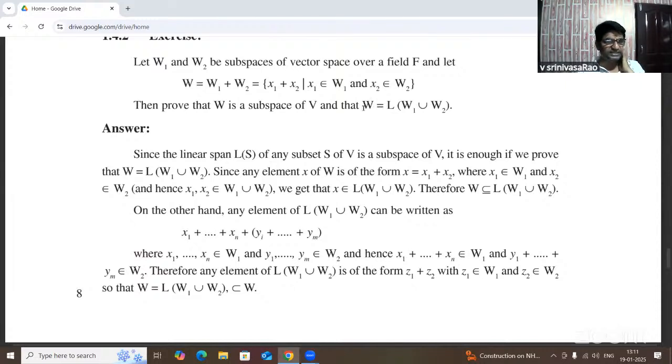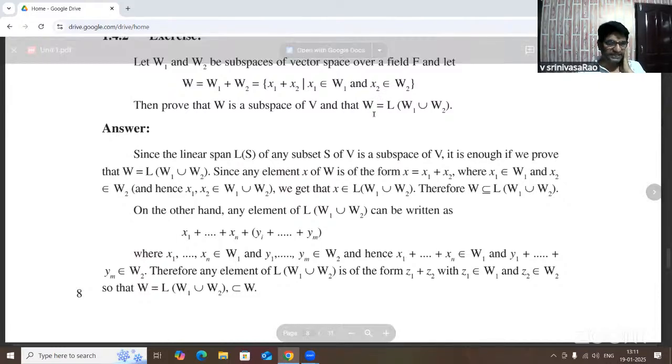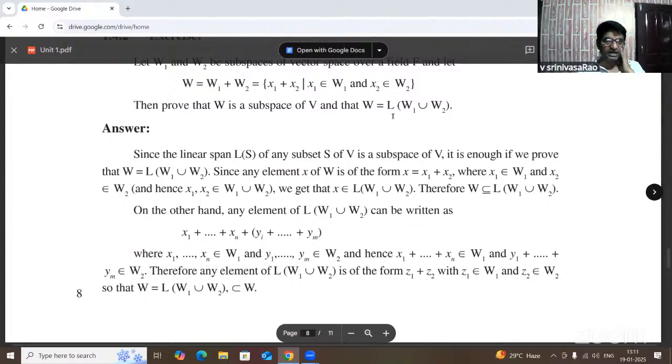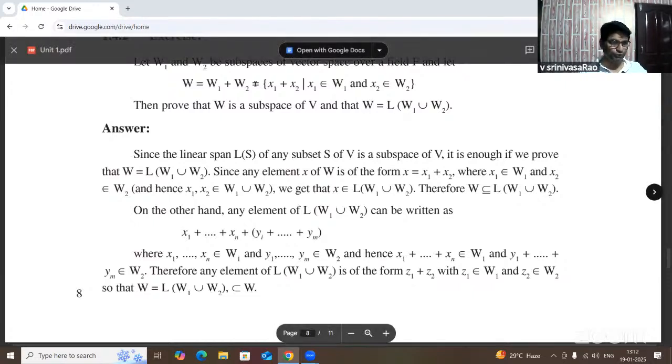Now this is the concept for you. W, the sum of the subspaces, W1 plus W2, equals the linear span of the union of the subspaces. We must prove that the sum of the subspaces is equivalent to the linear span of the union of the subspaces. This is also one of the important results here: W equals W1 plus W2 equals the linear span of the union of the subspaces.